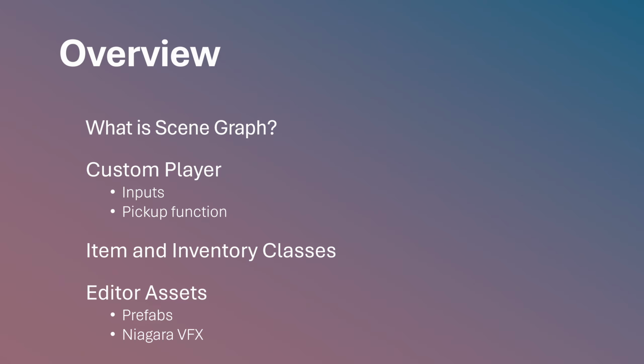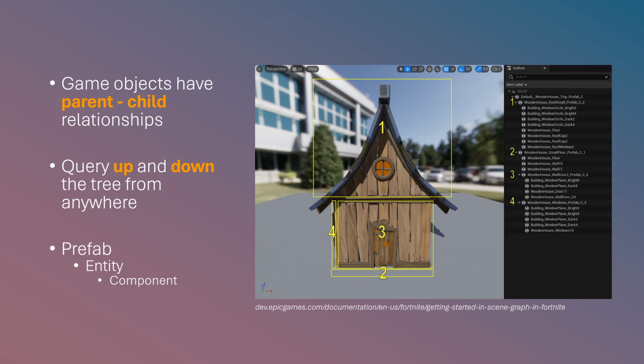So, what is scene graph? At its core, scene graph is still a hierarchical framework where game objects have parent-child relationships. It's not anything new. The Unity game engine already implements this. As a component-based object system, scene graph allows components to be queryable up or down the relationship tree. But it is more powerful than the actor blueprint system because you can query global objects from nearly any context.